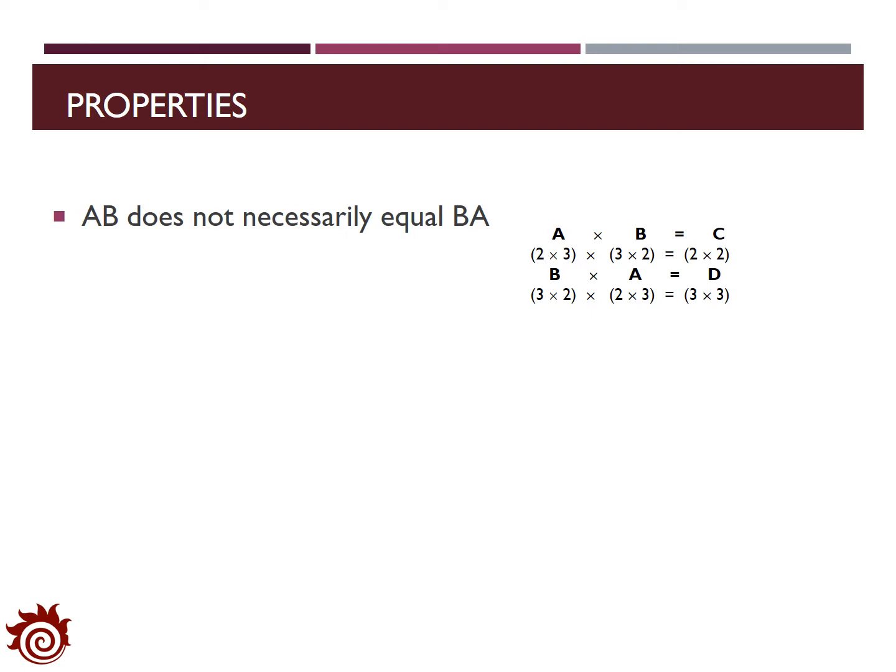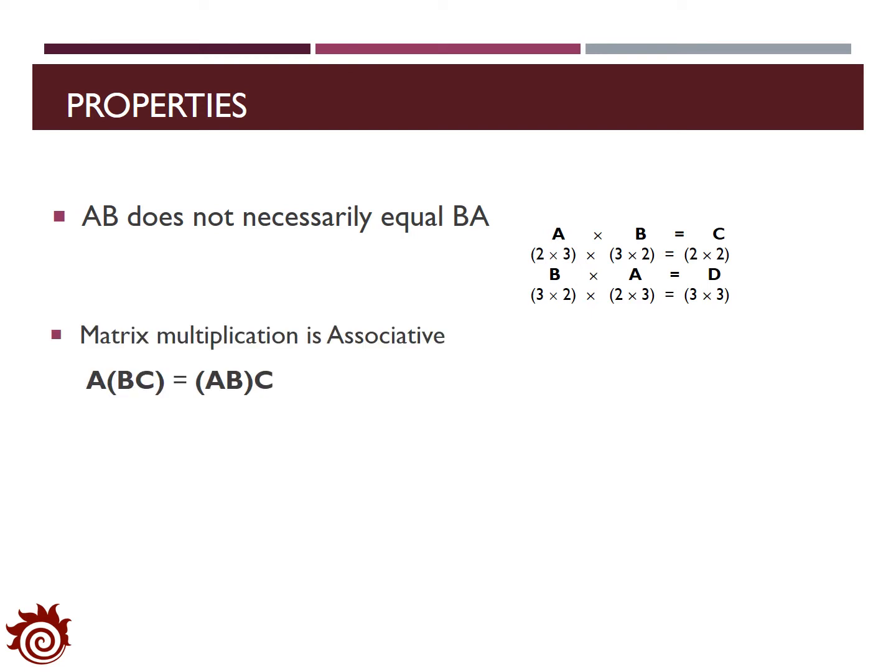There are some fundamental properties of matrix multiplication. First, A times B does not necessarily equal B times A. For example, if A is a 2 by 3 matrix and B is a 3 by 2 matrix, then A times B equals a matrix which is 2 by 2, but B times A will result in another matrix, capital D, which is 3 by 3.